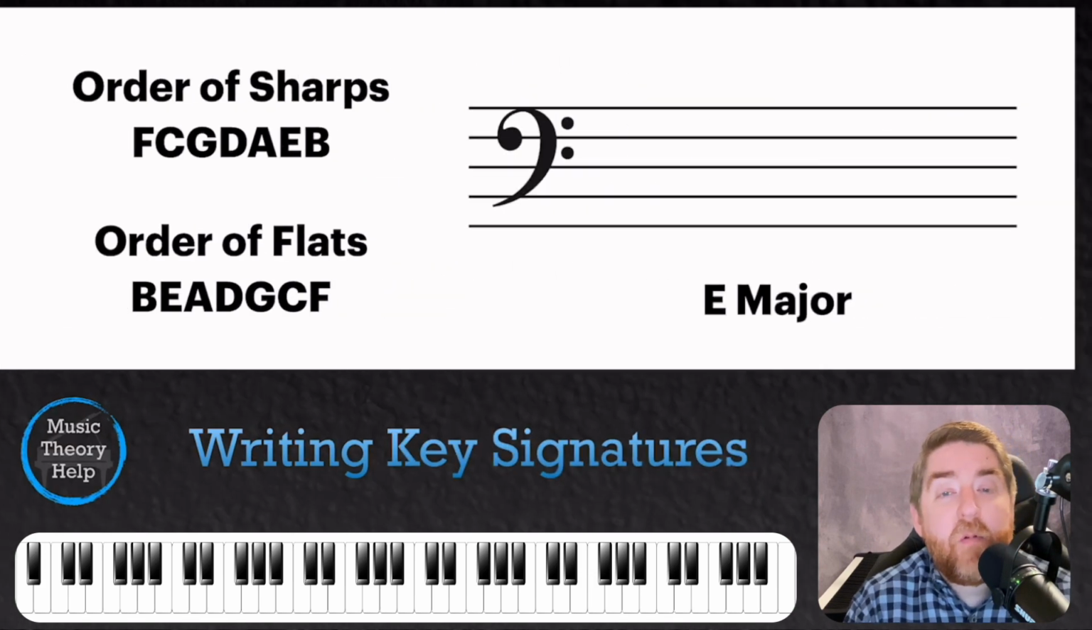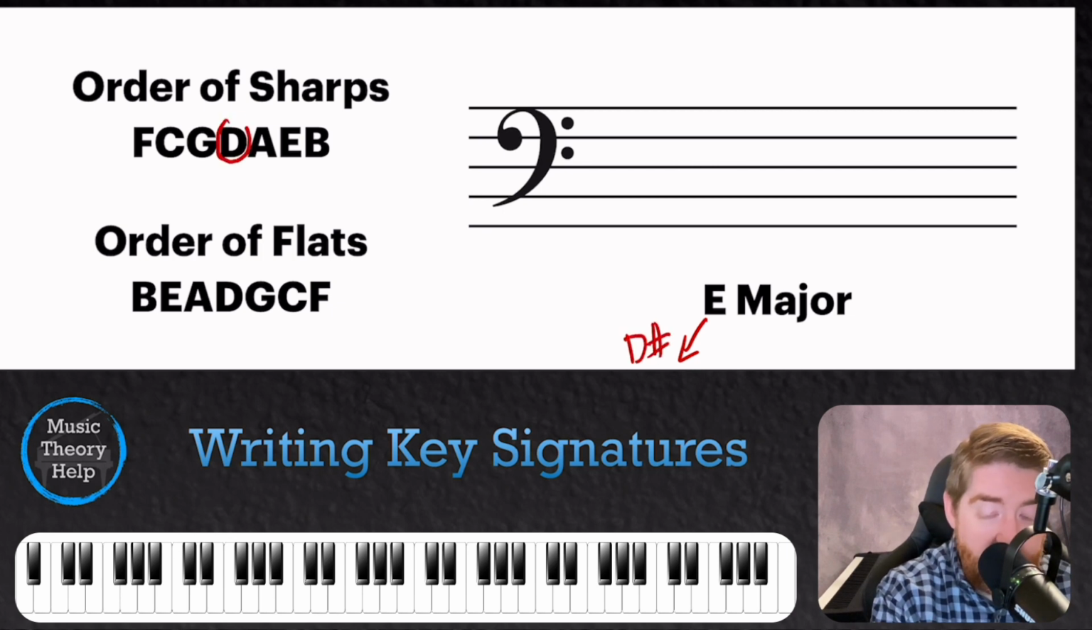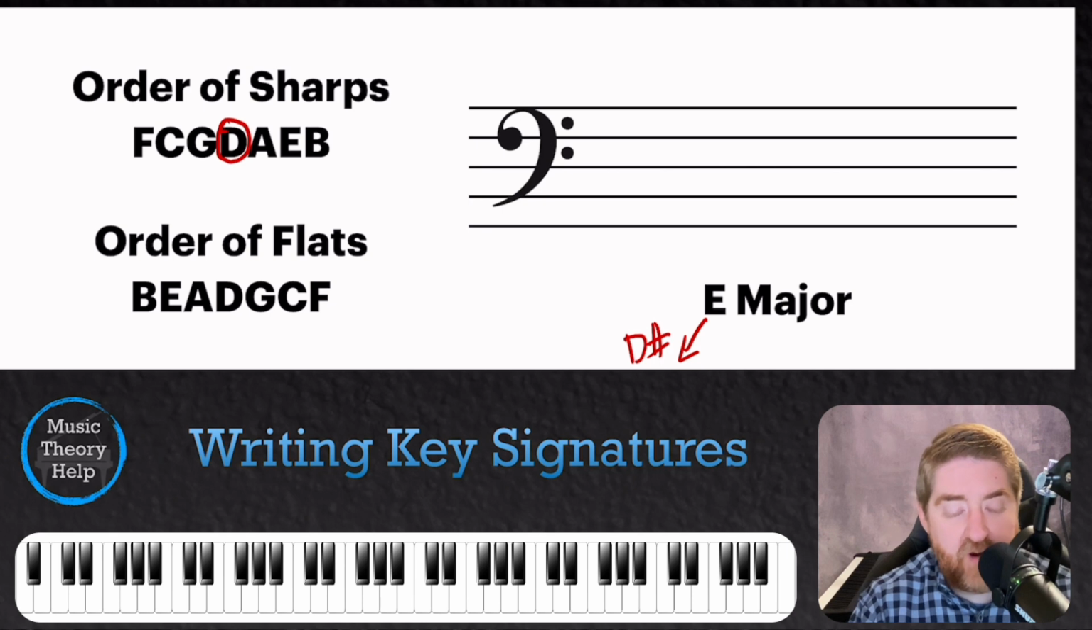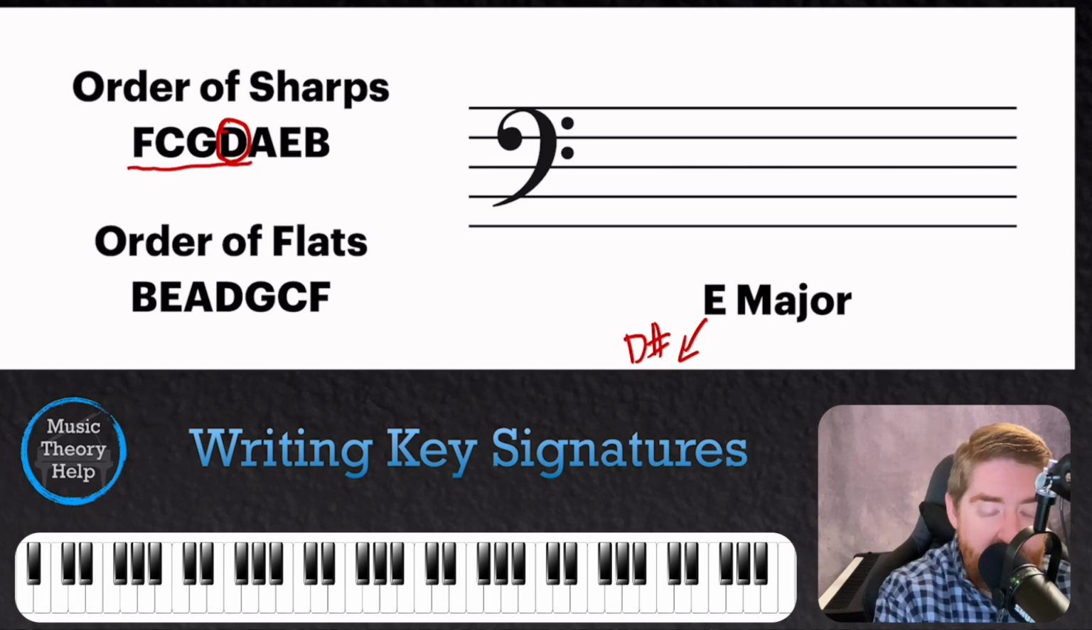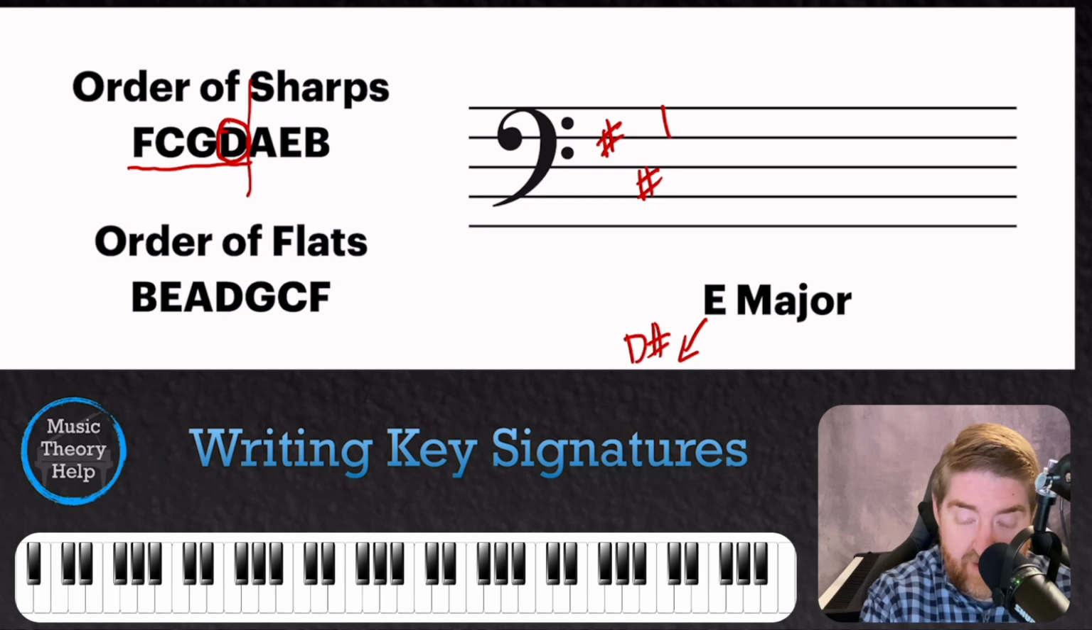Let's look at an example with sharps. Our last sharp is a half step below the tonic, or the key that we're in. A half step below E would be D sharp. I'm going to circle our D on our order of sharps. So we're going to start at the beginning and write all the way through D sharp: F sharp, C sharp, G sharp, and D sharp. There's our last sharp that is a half step below E.